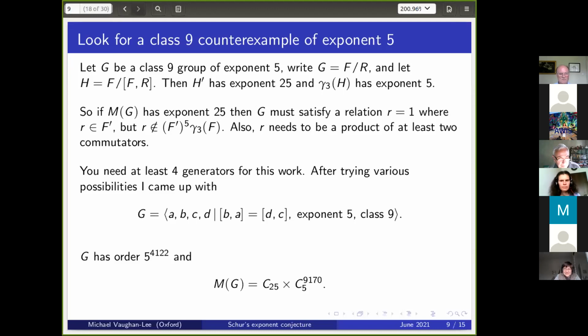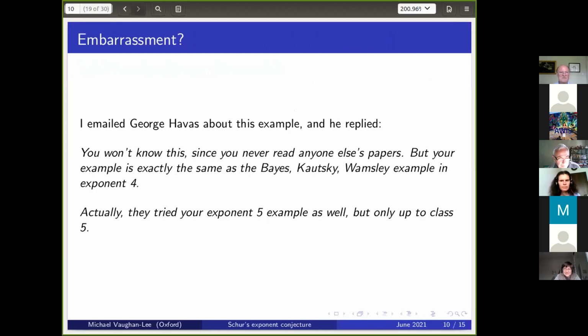It's got order 5 to the 4,122. And the Schur multiplier has exponent 25. And there's the Schur multiplier. I was really chuffed with that. So I emailed George Havas, a great pal of mine, who's also heavily involved in the nilpotent quotient algorithm.